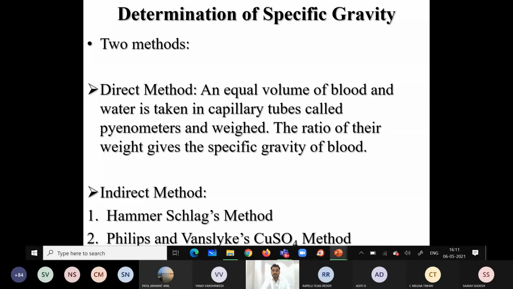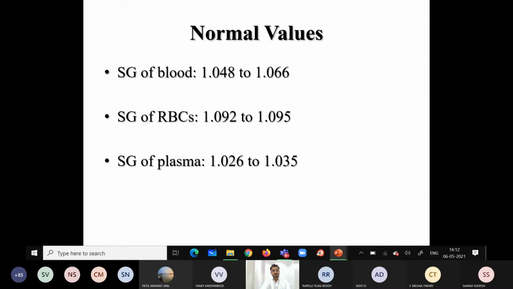Two methods. In the direct method, an equal volume of blood and water is taken in capillary tubes called pycnometers and weighed. The ratio of their weights gives the specific gravity of blood. This is the direct method. There are two indirect methods: the Hammerslag method and the Phillips and Van Slyke copper sulfate method. The normal specific gravity of blood is 1.048 to 1.066. For RBCs it is 1.092 to 1.095, and for plasma it is 1.026 to 1.035.